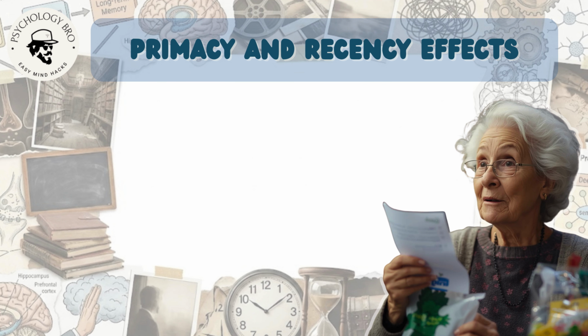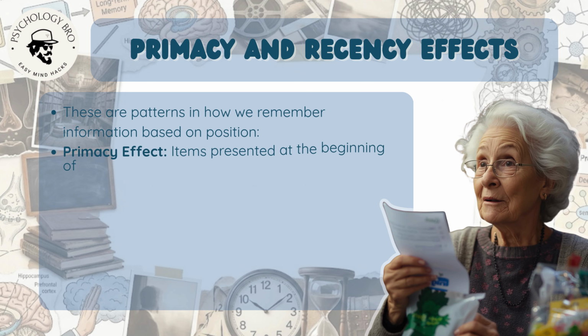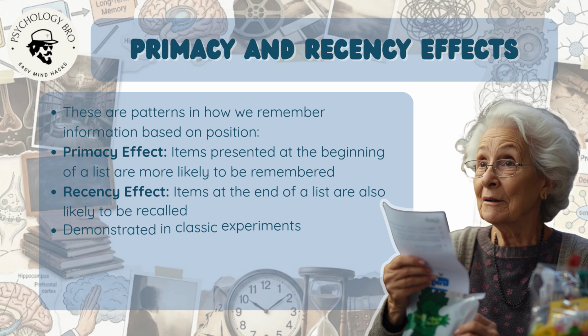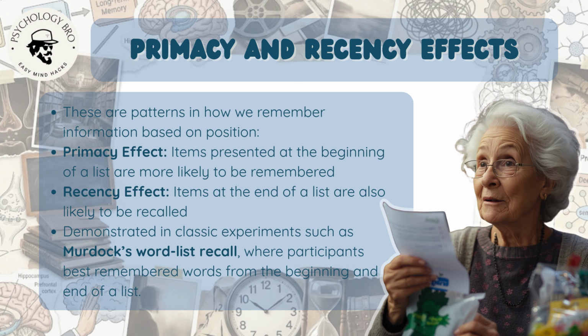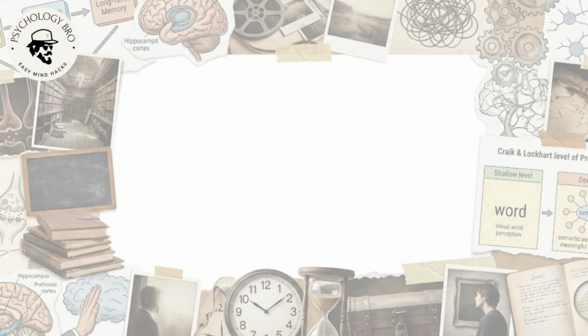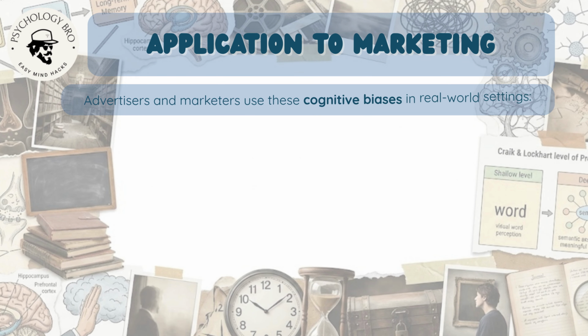Have you ever noticed that you easily remember the first and last items on a shopping list? The primacy effect is our tendency to remember items presented at the beginning of a list. The recency effect means we are also likely to recall items at the end of a list. This was proven in classic experiments, like Murdoch's word list recall.